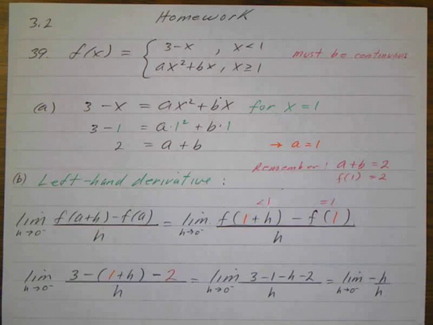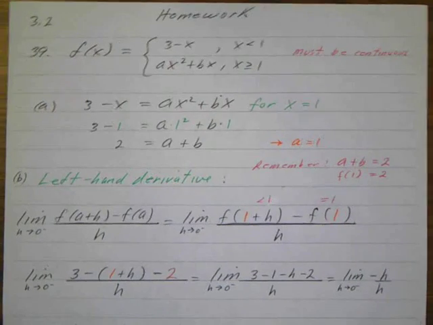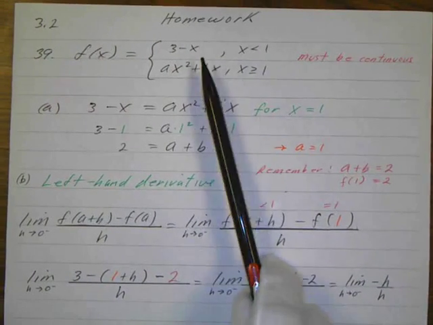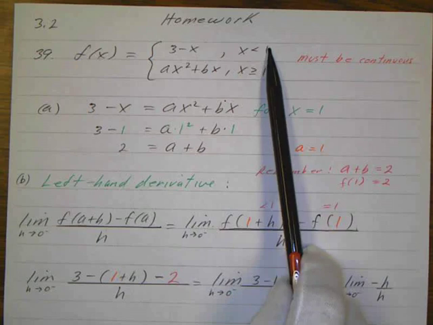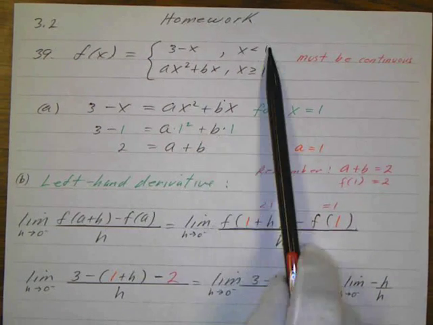So this is a piecewise function: f of x equals 3 minus x when x is less than 1, and f of x equals ax squared plus bx when x is greater than or equal to 1, where a and b are constants. If the function is continuous for all x, what is the relationship between a and b? Remember, we did this at the end of chapter 2: what values of a and b will make this continuous at x equals 1?